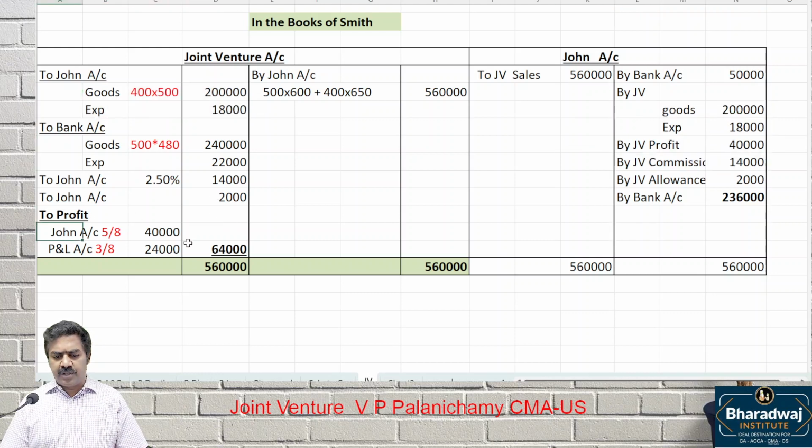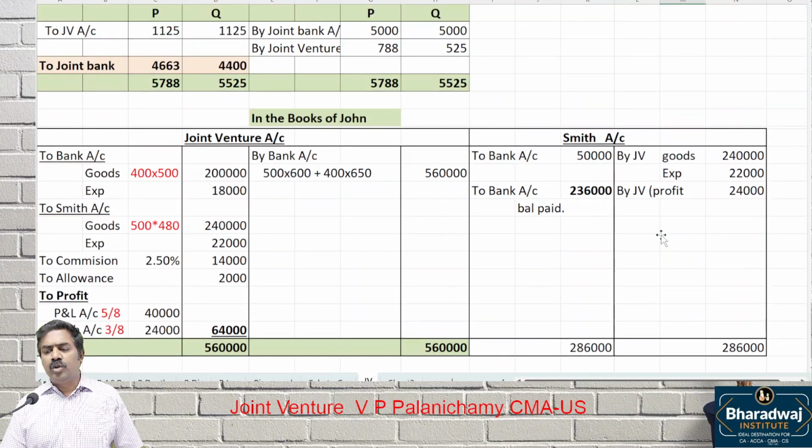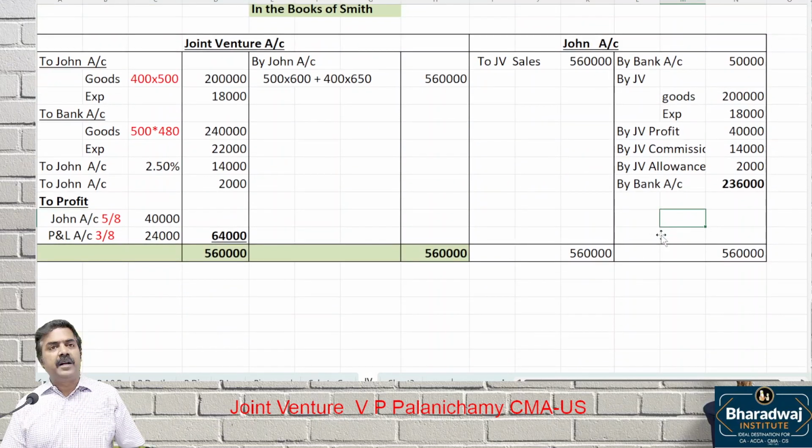share of John, then commission and allowance to John, then John has collected sales. John has collected what? Sales. How much he has to pay us? 2,36,000. Who will pay to whom? Who will pay to whom? John will pay to Smith.